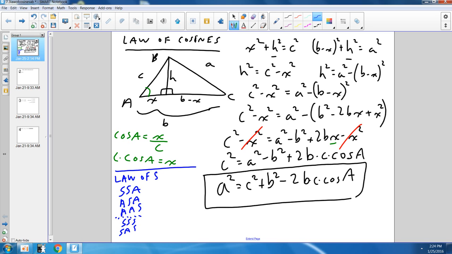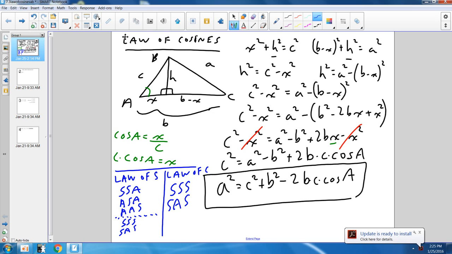But for the law of cosines, the two cases where you can use them are going to be side, side, side, and side, angle, side, where the angle is in fact included, and we'll do one of those problems in class today. So side, side, side, and side, angle, side are the two cases for using the law of cosines.